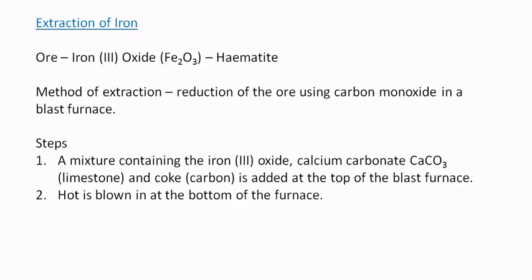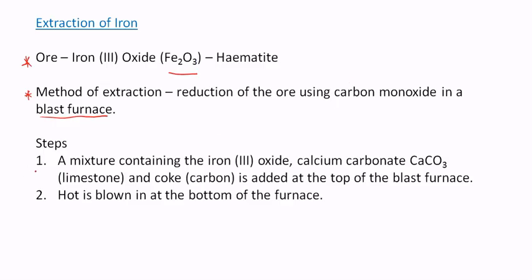Now, the other extraction we need to be familiar with is the extraction of iron. In this case, the ore is iron trioxide, and the formula is Fe2O3, and another name for it is hematite. Now, if you recall where iron is in the activity series, it is somewhere in the middle. So the method of extraction is the reduction of the ore using carbon monoxide in a blast furnace.